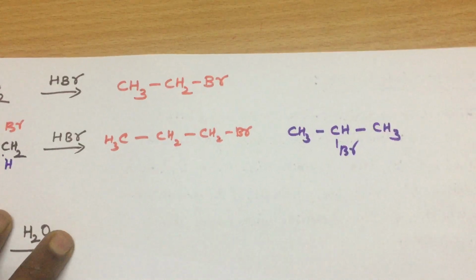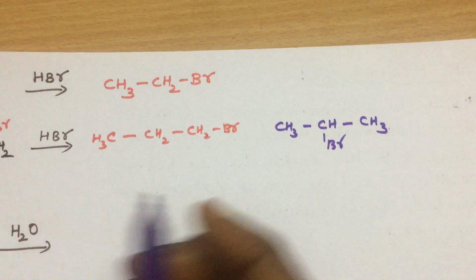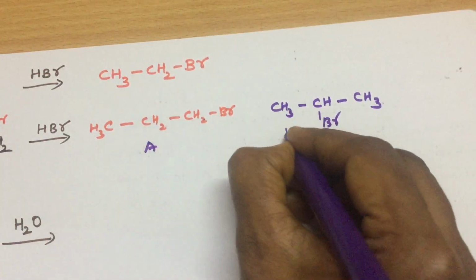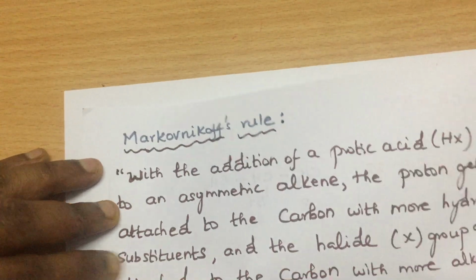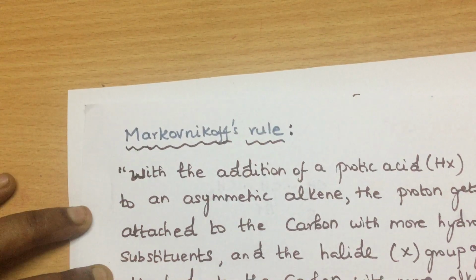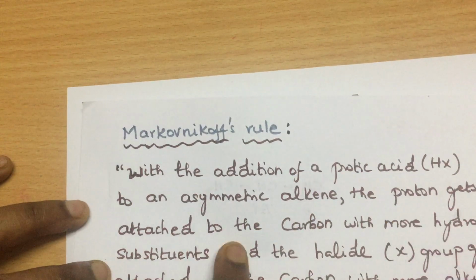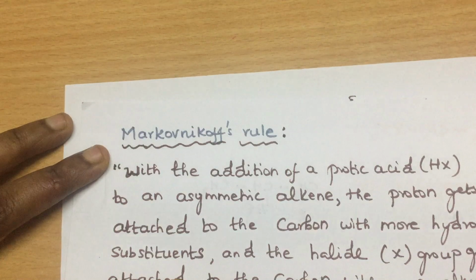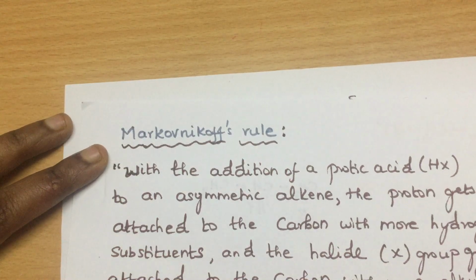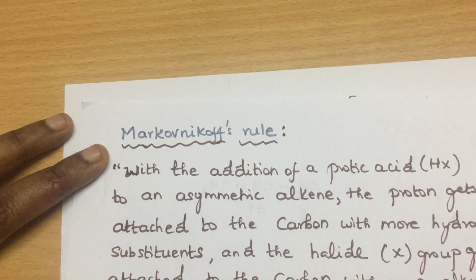For that we have to follow one rule. Whether you will get A or B is decided by a rule given by Markovnikov. What the rule says: with the addition of a protic acid to an asymmetric alkene, the proton gets attached to the carbon with more hydrogen substituents, and the halide group gets attached to the carbon with more alkyl substituents.